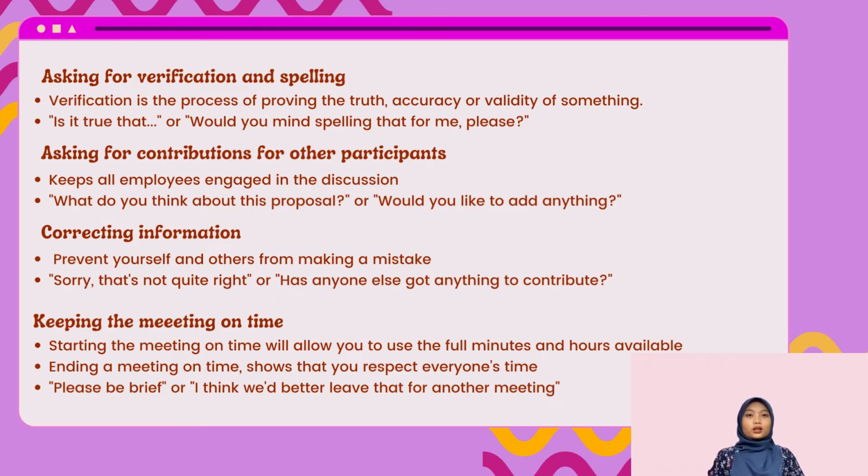It is always a good thing to verify and make sure that the information and the spelling you have or that the other person in the conversation has is correct. Some of the ways to ask for verification and spelling are, do you mean that? Or would you mind spelling that for me, please?